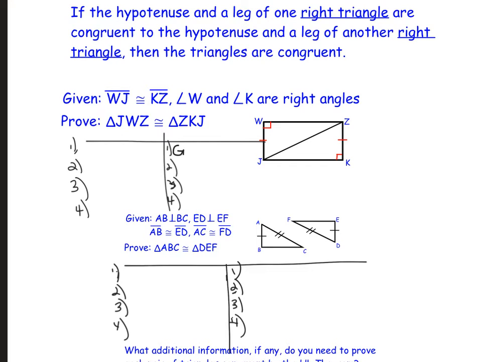So what you're going to do is start with your given, and then obviously you would write this statement on this line here. And then your proof statement is always going to go at the end. So you're going to say triangle JWZ is congruent to triangle ZKJ.